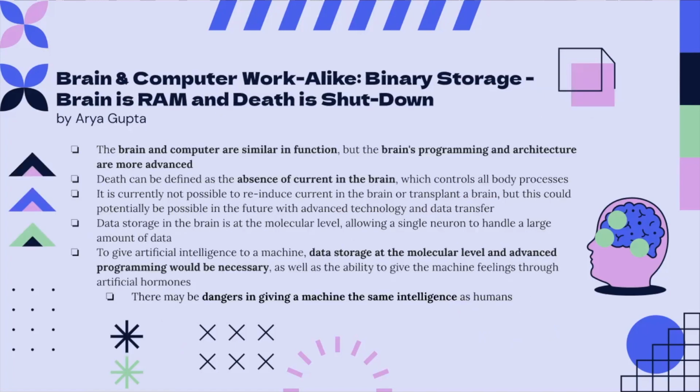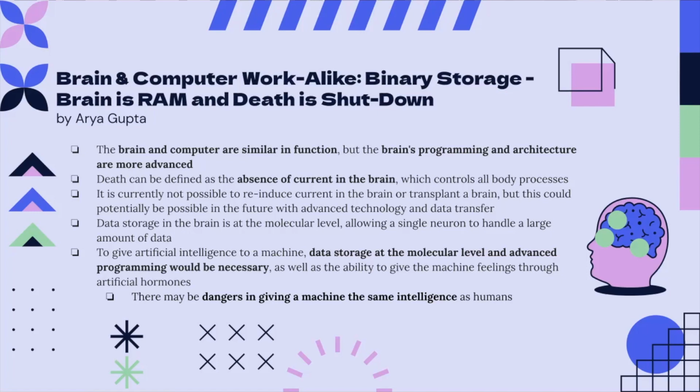The brain and computer are similar in function, but the brain's programming and architecture are far more advanced. We know that the brain is natural. It is made by other humans. However, the computer is made by a brain. So then this is where the question of how advanced is one of the other? Like, is the human mind at the equal level? But when we look at these things, we also need to compare that of life and death.